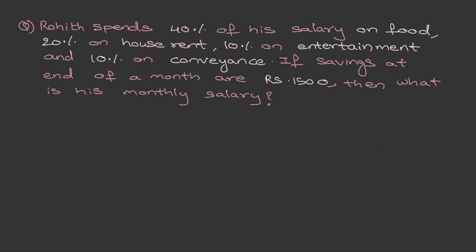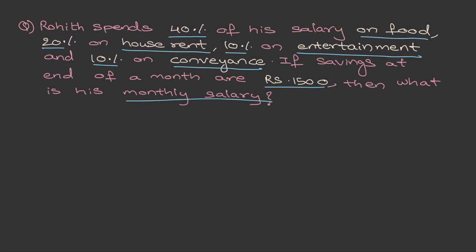If we see the question, it is given that Rohit spends 40% of his salary on food and 20% on house rent, and 10% on entertainment and 10% again on conveyance. And after spending this much, he saves rupees 1500. Then they are asking us what is his monthly salary. Let his total salary be X. X can also be written as 100% of X.